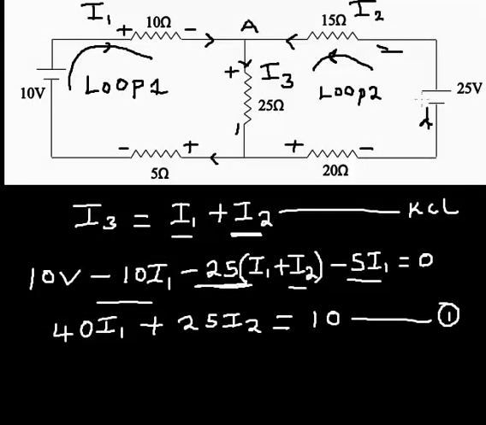Starting with the source from negative to positive, then I enter into 15 ohms. That's going to be minus, because of course you know very well this is going to be positive and this negative. That's how it flows. So that's going to be minus 15 I2.